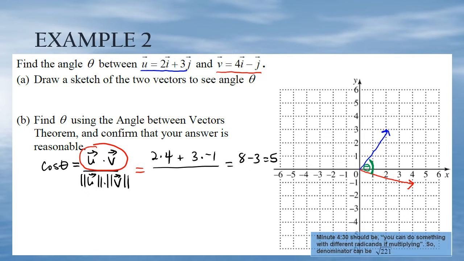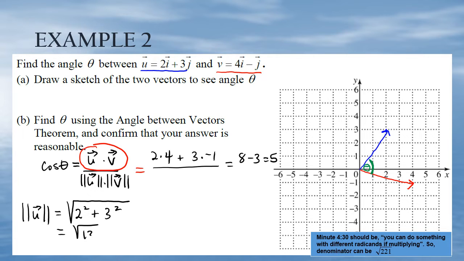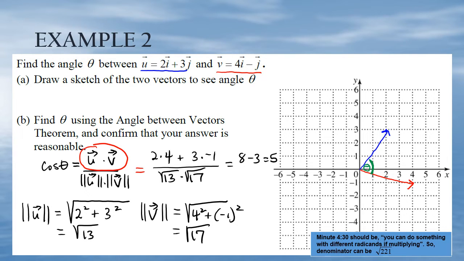In my denominator, I need to find what the magnitude of each one of these vectors is. And remember that we can find the magnitude of a vector by using the Pythagorean theorem. If we know the components, which we do, then in this example, 2 squared plus 3 squared, which is 4 plus 9, so the square root of 13. And then the magnitude of the v vector is going to be 4 squared plus negative 1 squared, or 16 plus 1, which is 17, square root of 17. So in my denominator, I'm going to have the square root of 13 times the square root of 17, and I'm just going to leave that alone. Different radicands, so I can't do anything with it.